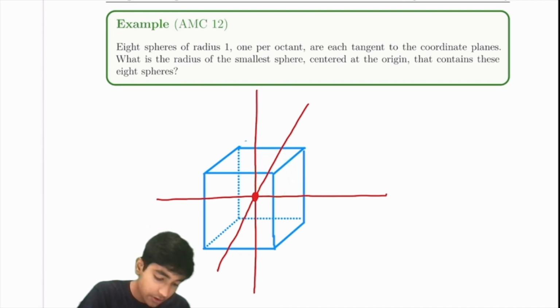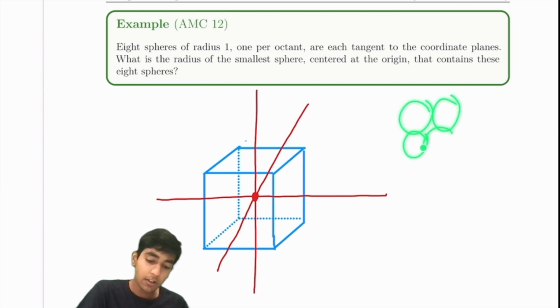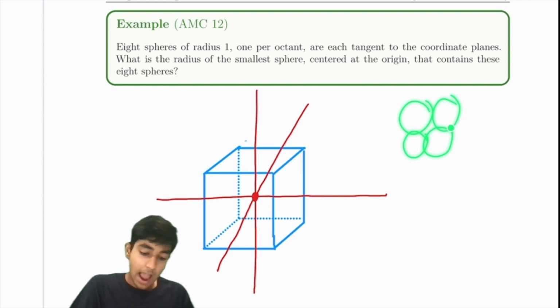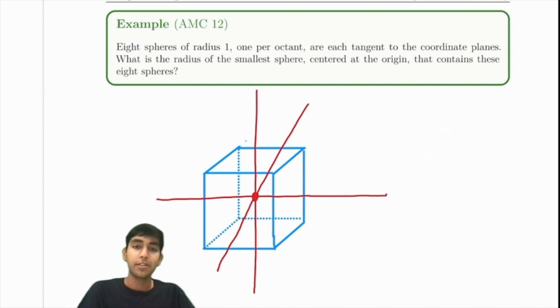And if they're all tangent to the coordinate axes, that means they're also going to be tangent to themselves. So all 8 spheres, you can imagine them to be like, you know how we had 4 spheres on the table you can imagine earlier? Now imagine 4 spheres on the table, and then we had a second layer of 4 spheres on the table. And then now we have 8 spheres.